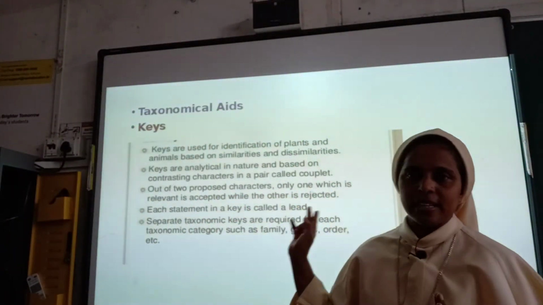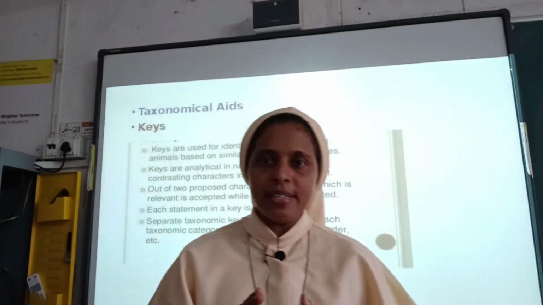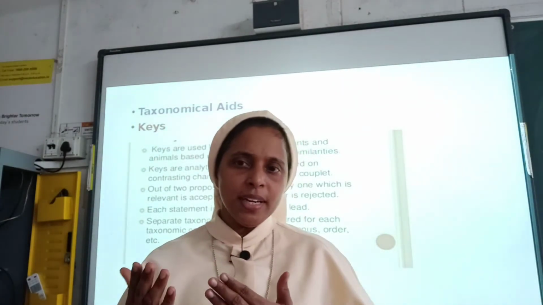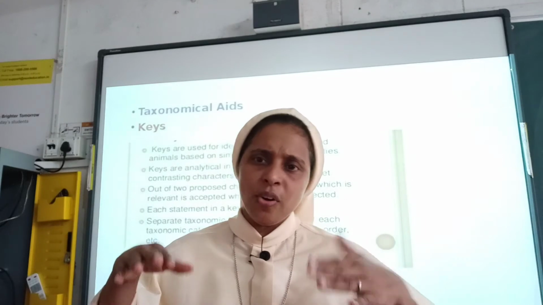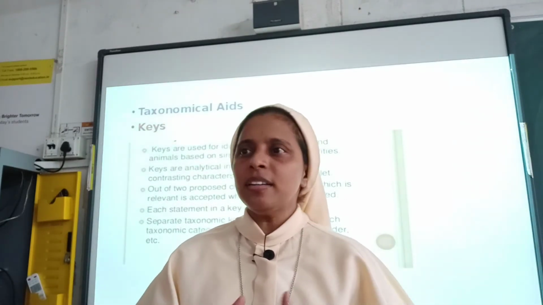Then the next point is that out of two proposed characters, only one which is relevant is accepted while the other is rejected. So from these two characters what we are doing is that out of this one will be accepted and others will be rejected. It is not necessary that all the points that lead to that particular organism have to be accepted. Sometimes it may be rejected also.